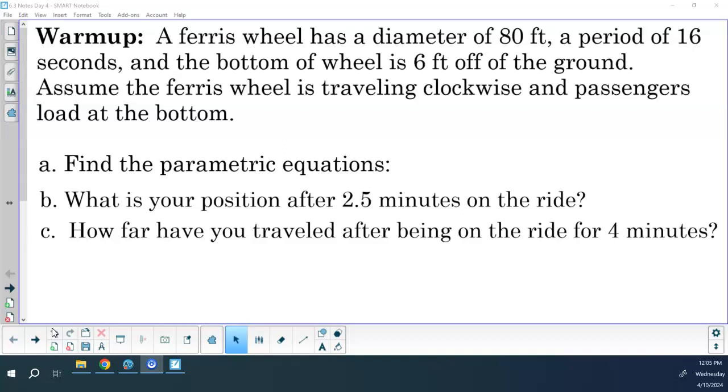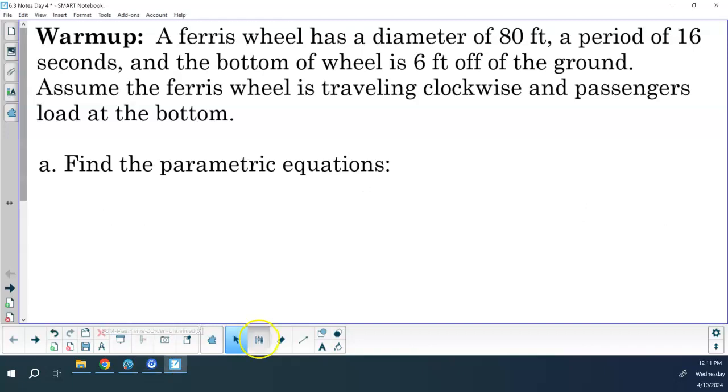A Ferris wheel has a diameter of 80 feet, a period of 16 seconds, and the bottom of the Ferris wheel is 6 feet off the ground. Assume that the Ferris wheel is traveling in a clockwise direction and the passengers load at the bottom. Okay? Go for it.